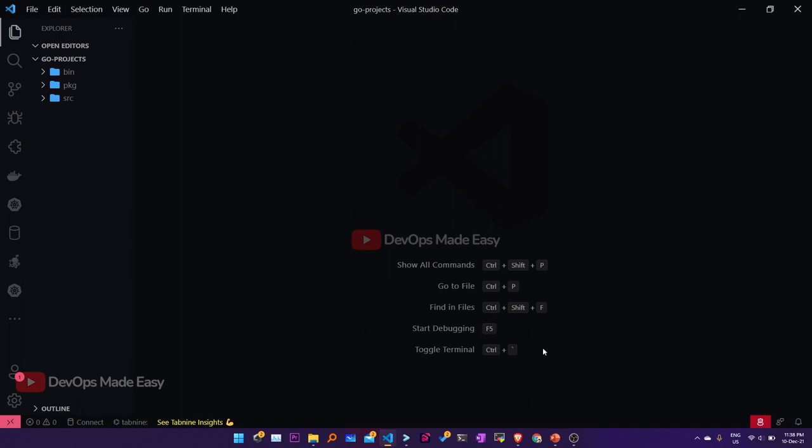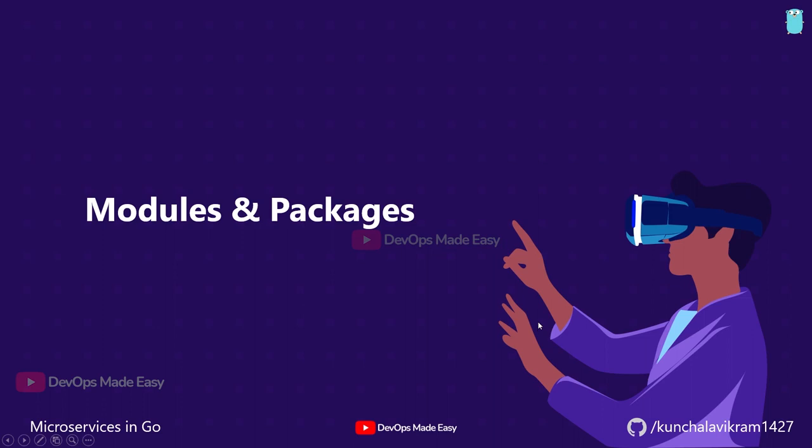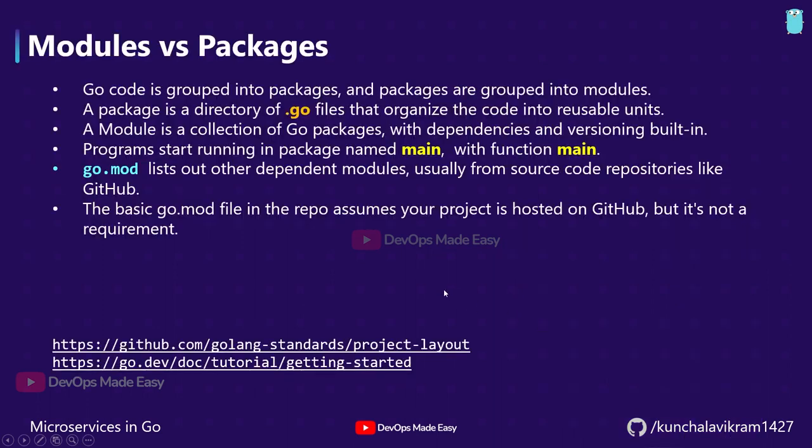Before doing that, let us try to understand what are Go modules and Go packages. Go code is grouped into packages and packages are grouped into modules. That means we have modules at the higher level, and inside the modules we have the various packages. Each package will have the .go files. So a module is composed of packages and packages are composed of Go files. A package is a directory with Go files that organize the code into reusable units. That means we can reuse the packages.